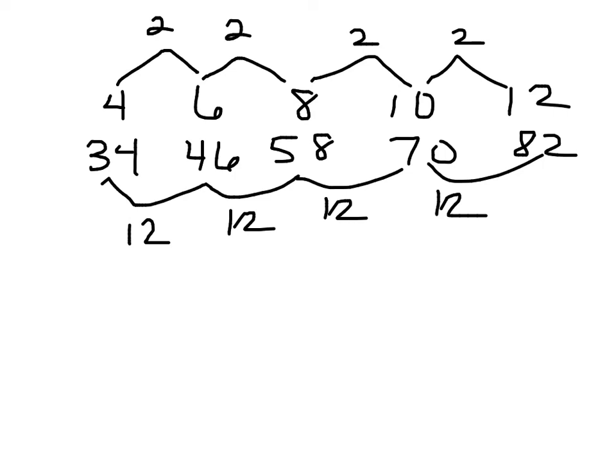It needs to be the same number increased on the top and the same number increased on the bottom. Let me clarify: not the same both top and bottom, but every top is increasing by 2 and every bottom is increasing by 12. That's what we're talking about. Not all of them are increasing by different numbers every time.